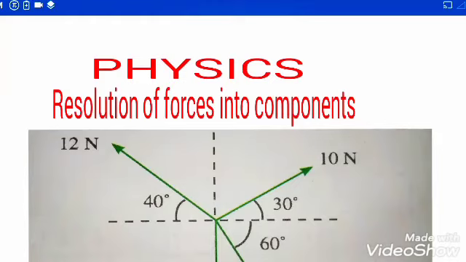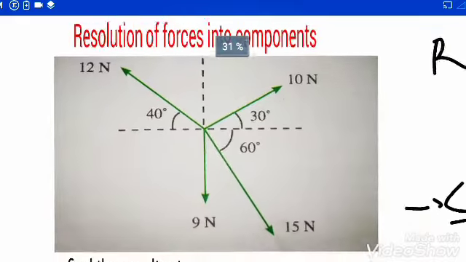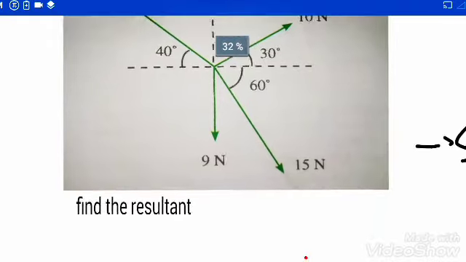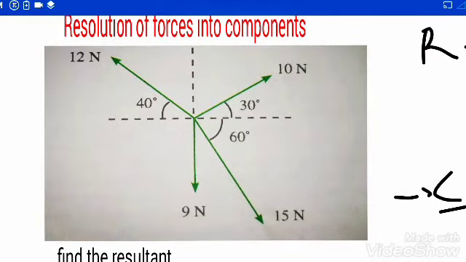Okay, in this video we'll be going over resolution of forces into components. This is what you do when you have more than two collinear forces and you want to find the resultant. Okay, we have a question here. We have about 4 forces here and we are to find the resultant.